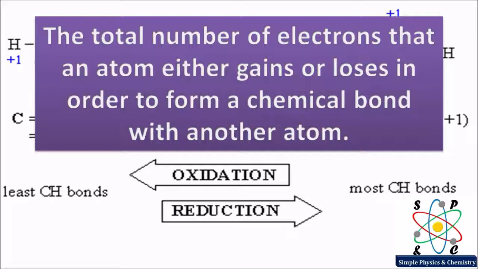Suppose you have one reaction, and one compound is formed. For that particular compound, some elements will release electrons, some elements will take those electrons. So depending on the number of electrons they are taking and releasing, their oxidation number will matter.